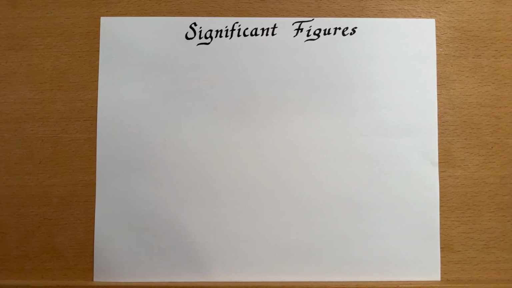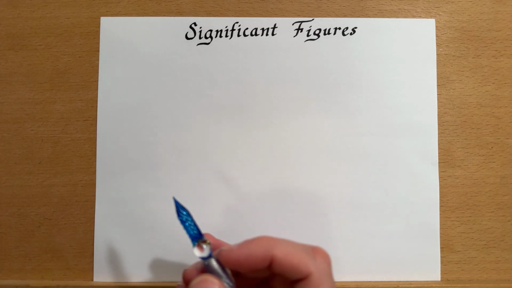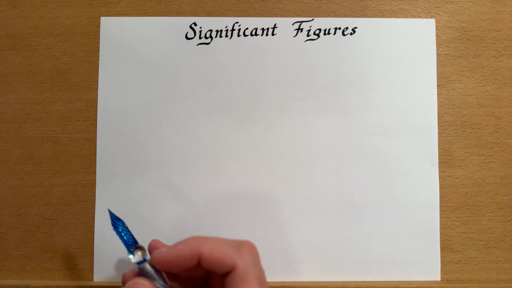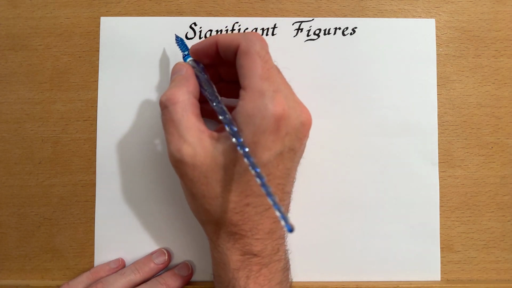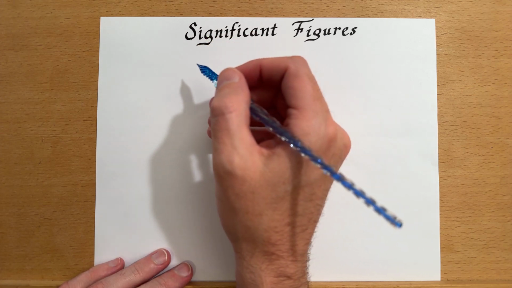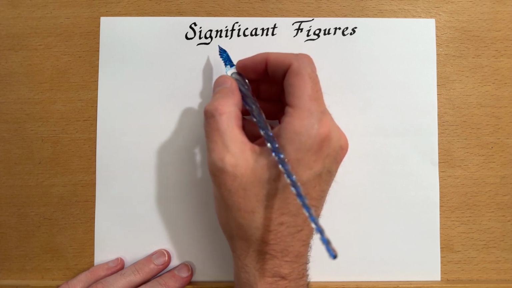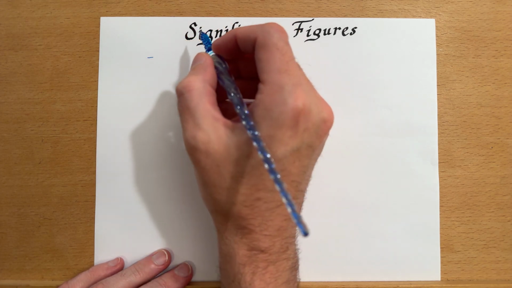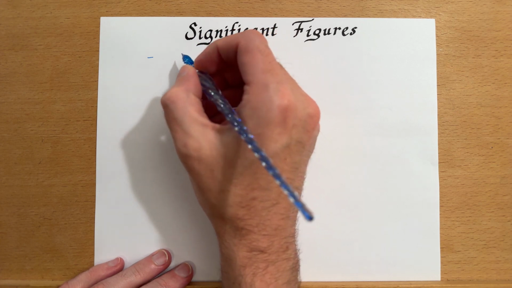Let's look at significant figures. With these, we're trying to estimate how precise we know an answer or a number. And so there are a few rules that we've developed to determine whether a number is significant. First, any non-zero number is significant.